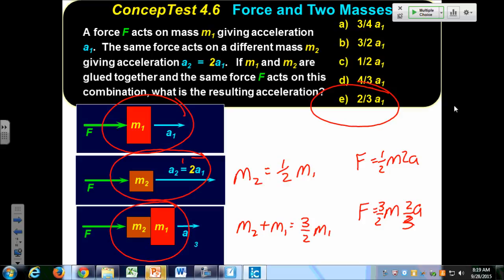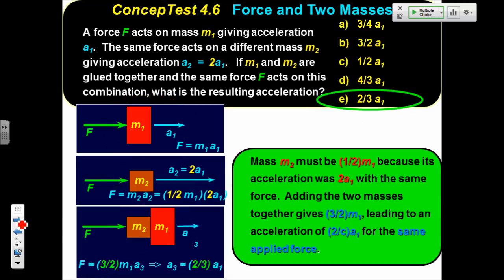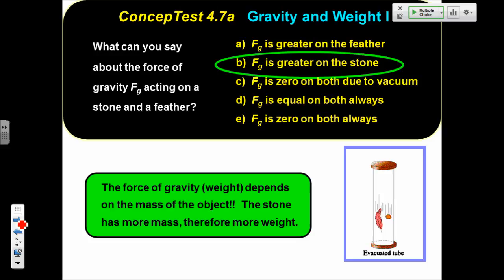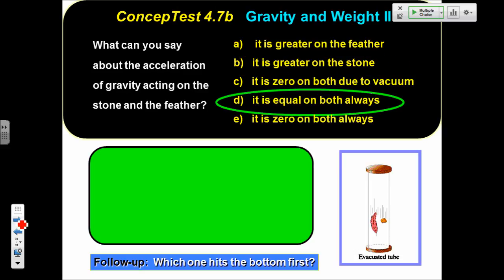You can see some questions like this where you're just sort of changing up the masses or changing up the forces or whatever and asking what is the acceleration or how does it affect the acceleration. We're going to skip some of these. These are pretty straightforward.